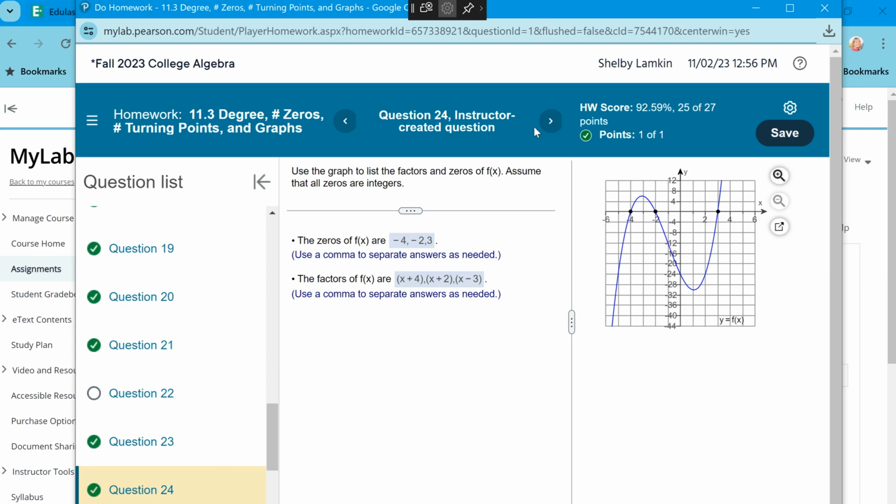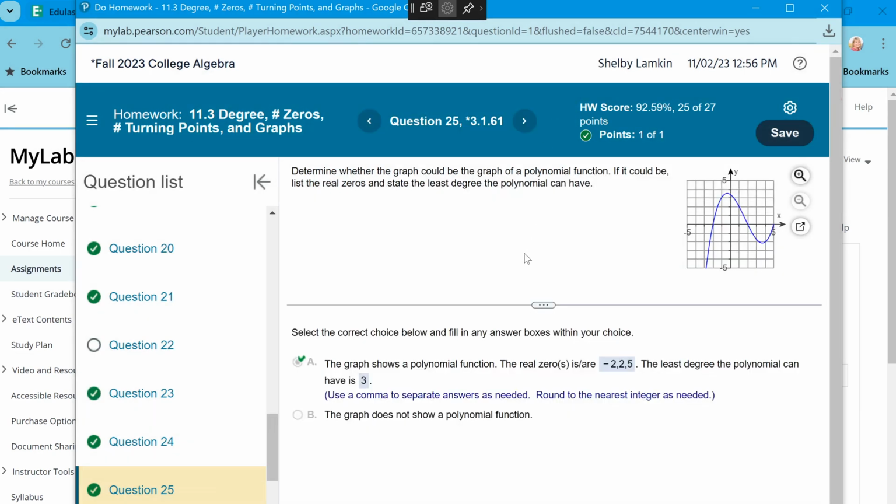The graph shows us this. Remember, the factors would be x plus 4, because you would set the factor equal to 0, solve, and then that would be your 0, so that's why we get these factors. And then this graph, the zeros are given, and the least degree it can have is 3 because it has 3 real zeros. I hope this helps.